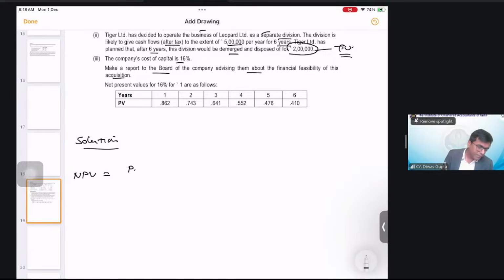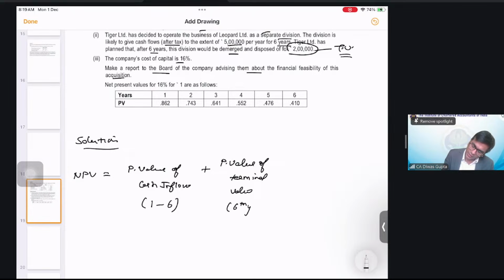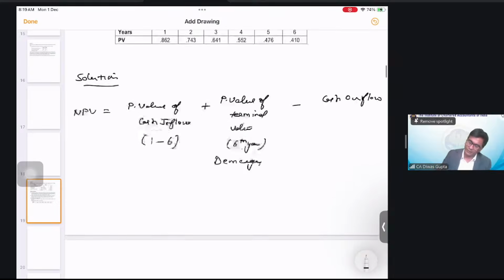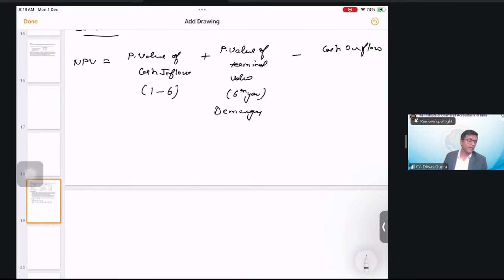We will take the present value of cash inflow. This is for 1 to 6 years, right? Plus present value of terminal value. This is on the 6th year. This is happening on the basis of the demerger for rupees 2 lakh, right? That is given in the question, minus cash outflow that is happening today, right? Now let's first of all calculate the purchase consideration.